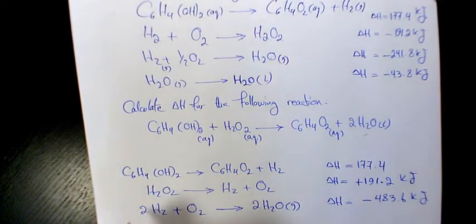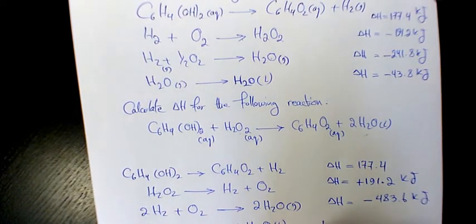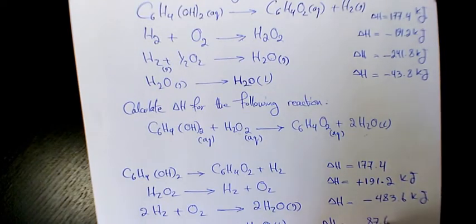And here we have 2H2O gas phase. It's going to give us 2H2O liquid phase, and I multiply this one by 2. 43.8 times 2 is going to be negative 87.6 kilojoule.